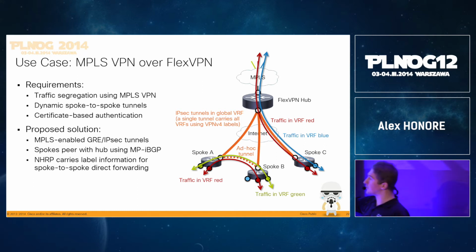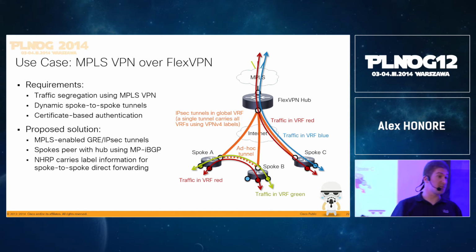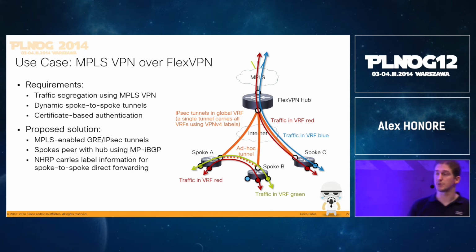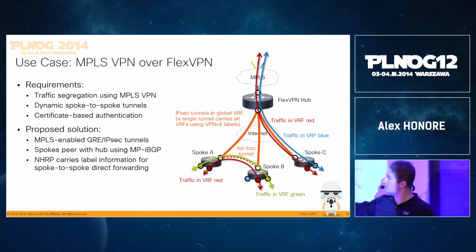I also want to enable spoke-to-spoke functionality. In DMVPN you can't do that. With Flex you can actually do it. So we've added some resolution mechanism for VPN labels, where over this on-demand ad hoc tunnel, I will have both VRF red and green and whatever I like, because there's a VPN label resolution mechanism between the spokes.